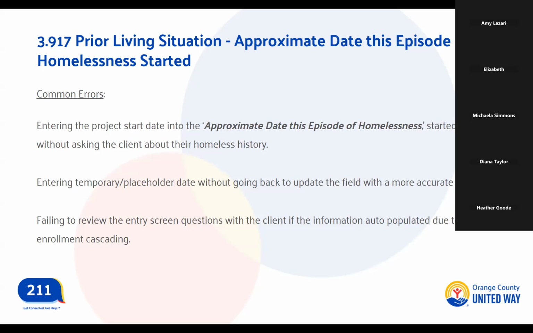Some common errors for the approximate date the current episode began include entering the project start date into the field without asking the client about their homeless history, entering a temporary or placeholder date without going back later to update the field with a more accurate date, and failing to review entry screen responses that have auto-populated due to enrollment cascading. Again, always review auto-populated information with the client and update information as needed.